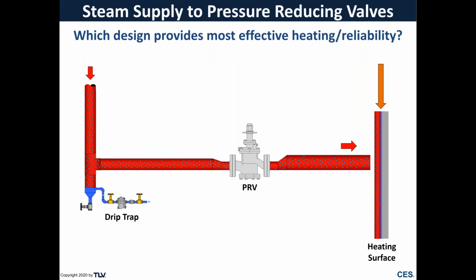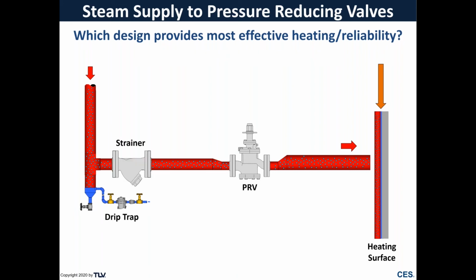We can improve that by adding a drip trap, which removes the water that has already fallen out of the steam. Notice the reduced water film on the heating surface, but the steam still contains a lot of entrained moisture. Why is that? Well, no separator. Additionally, there is no strainer, which means rust or debris could cause the valve to malfunction.